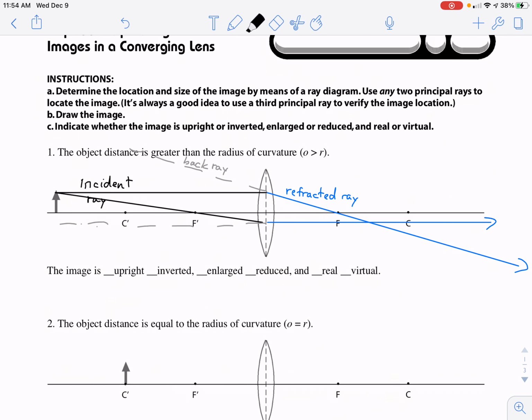Okay, already you can see your two refracted rays have met, so you know your image is going to be right there. But let's do the third ray and see what that one looks like. The third ray goes from the top of the object, go right to the center of the lens, and aim for that point right there. As soon as you get there, keep going unrefracted, just like that.